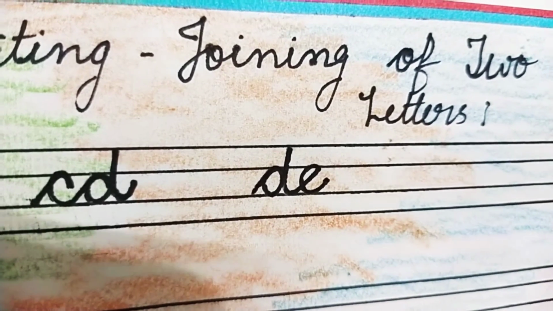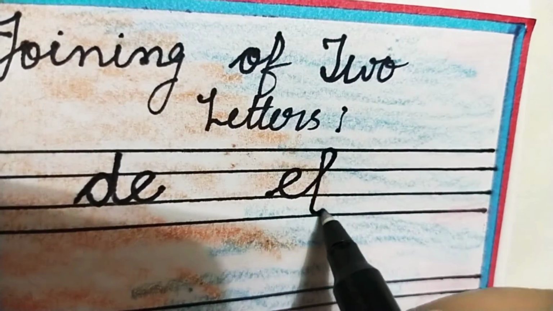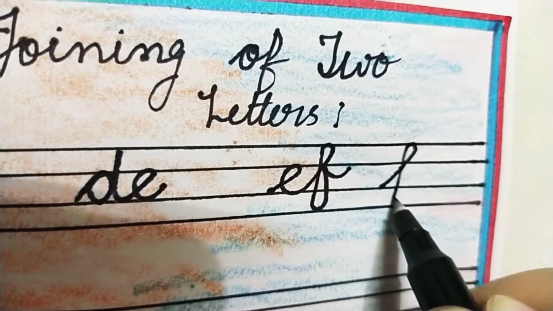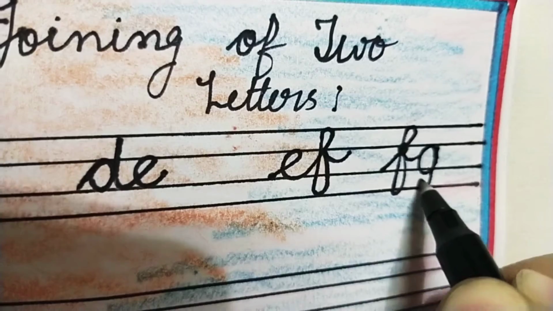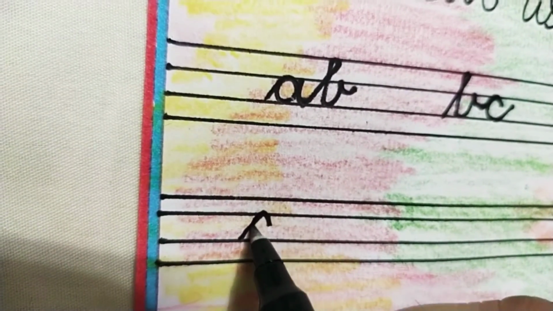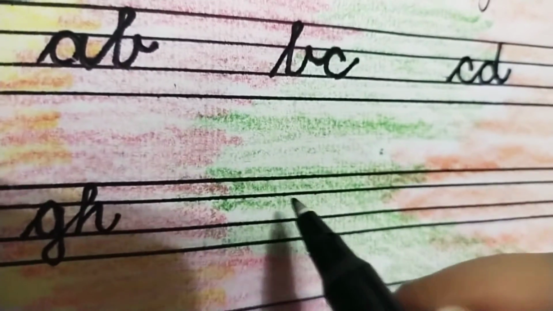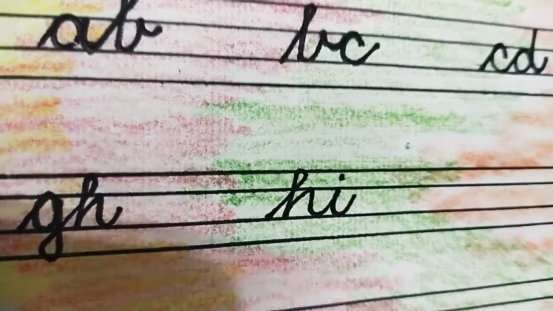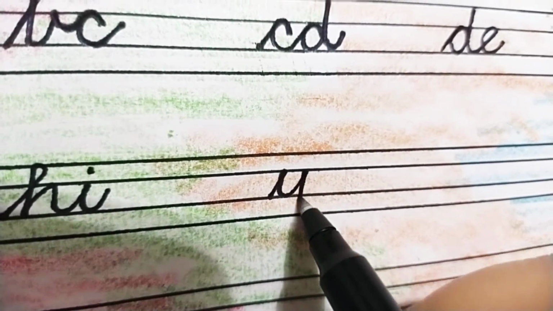and E. Write E and F. Write F and G. Write G and H. Write H and I. Write I, J.